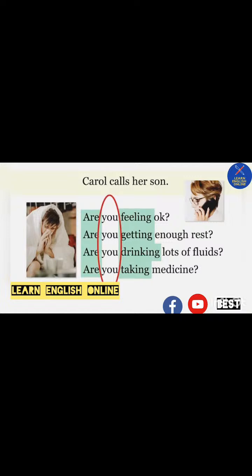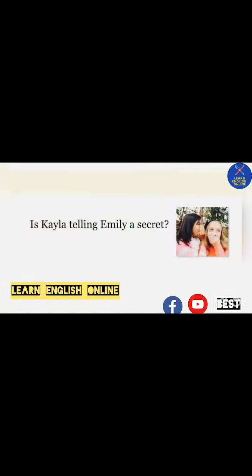Look at all of these questions. They all have the be verb and a verb with ing, and the subject is in the middle. Let's look at some more examples. Is Kayla telling Emily a secret? Do you see? Be verb, then subject, then the ing verb. Is Kayla telling Emily a secret? Yes, she is.